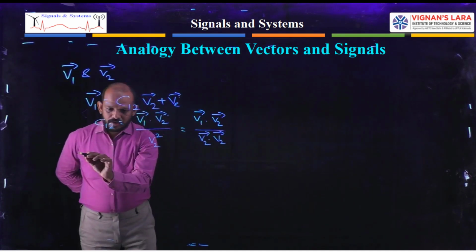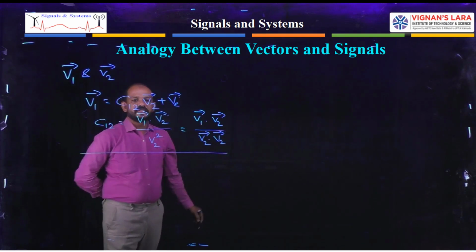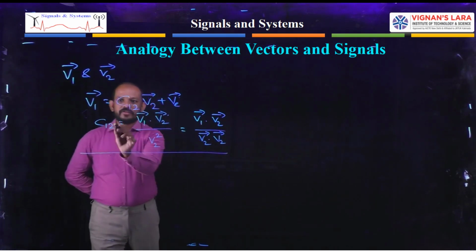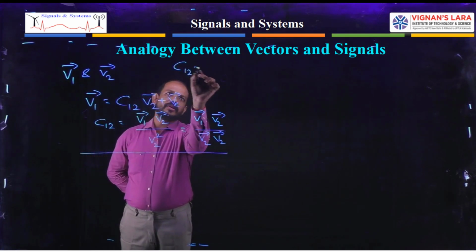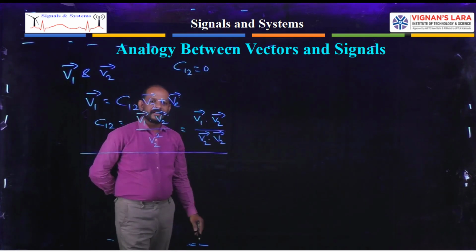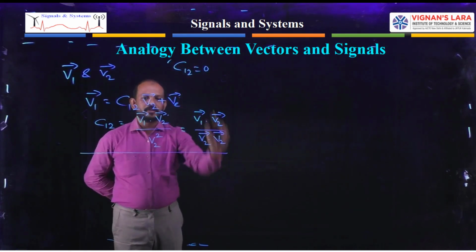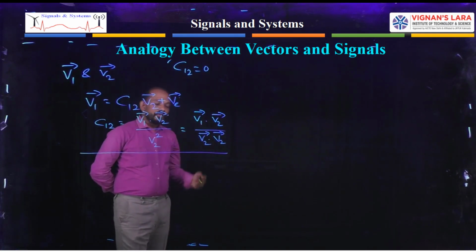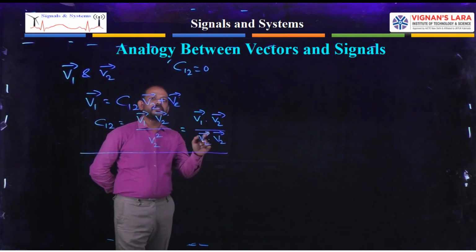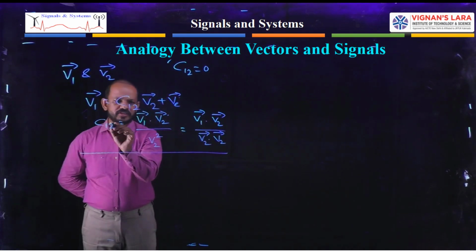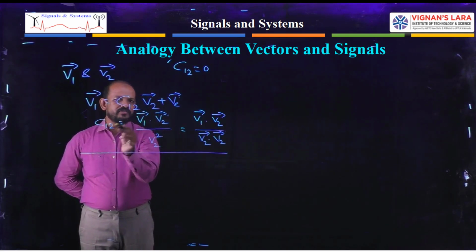Now, when we say two vectors are orthogonal, simply the value of C12 is 0. If C12 equals 0, then I can say that two vectors are orthogonal to each other. I proved it in the last class. You can also say two vectors are orthogonal if the dot product is equal to 0, because if C12 equals 0, V2 square into 0 is 0. That is, the dot product of two vectors will be equal to 0.